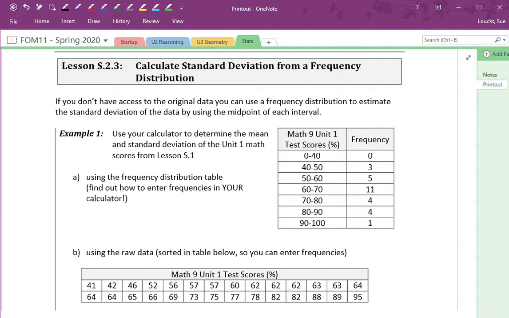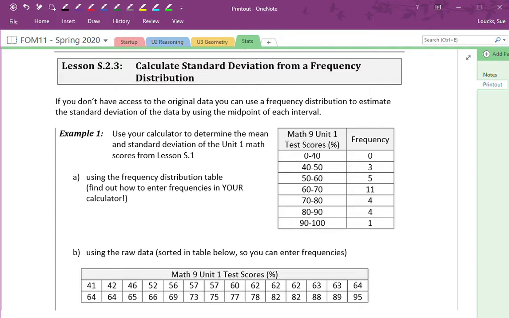Hi, lesson S.2.3: Calculate standard deviation from frequency distribution. Sometimes you don't have access to the original data, but you have the frequency distribution data, and you can use that to approximate your standard deviation of the data by just assuming that everything is at the midpoint of the interval.